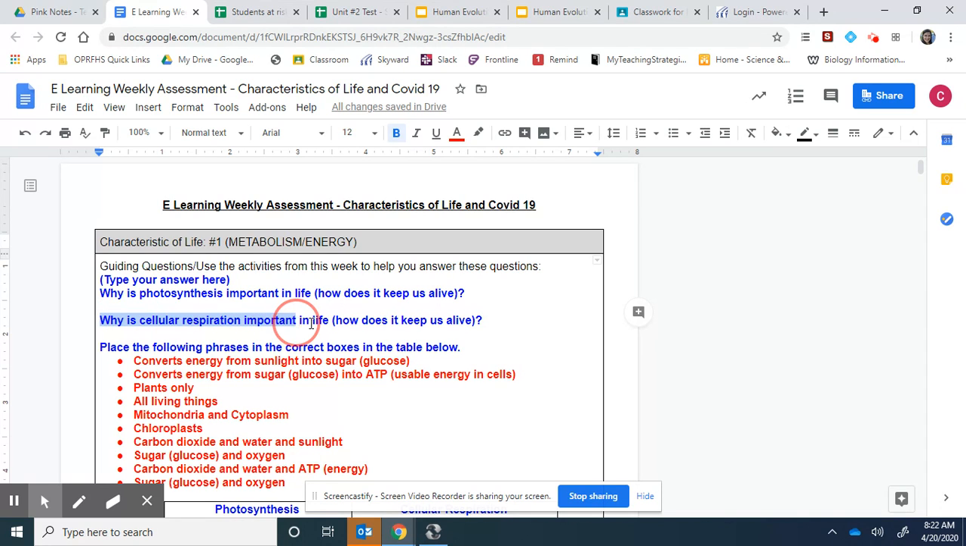Why is cellular respiration important in life? How does it keep us alive? Cellular respiration is going on in all living things. It is what literally helps us break down our food, sugar, into usable energy inside our bodies, ATP. Once again, if you don't remember that, go back and look it up in your assignments.